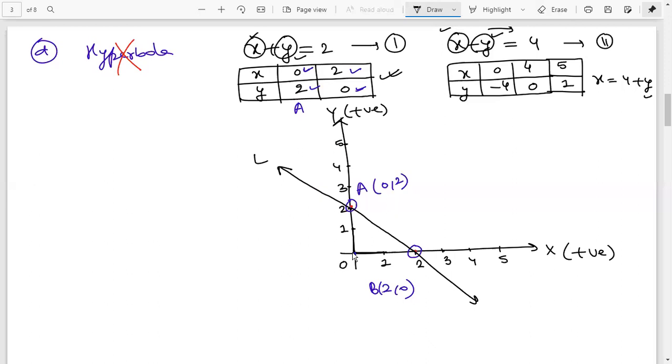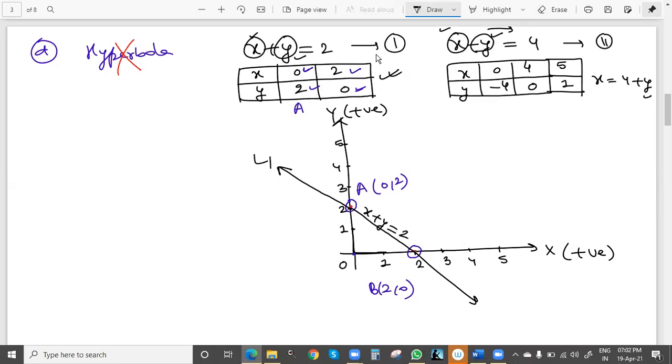We have obtained this line from the equation x plus y equal to 2. So better to write x plus y equal to 2 on this line, because we have obtained this line from equation 1. We can name this as line 1. Now we'll try to plot line 2 from the second equation.